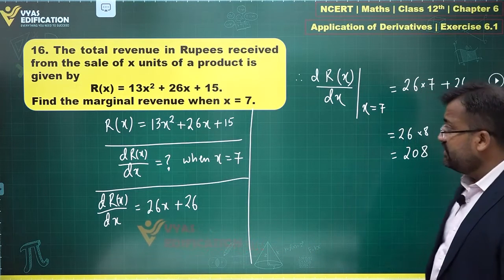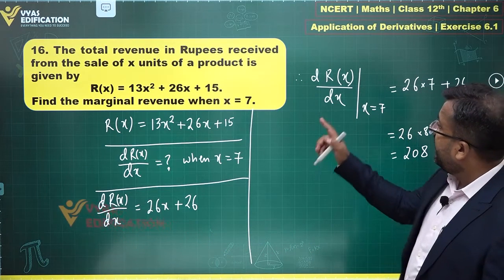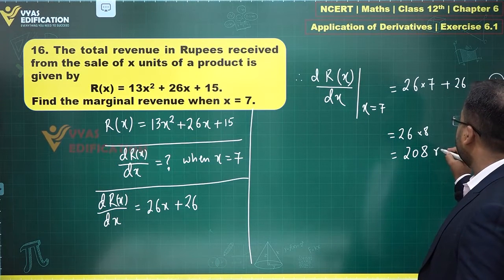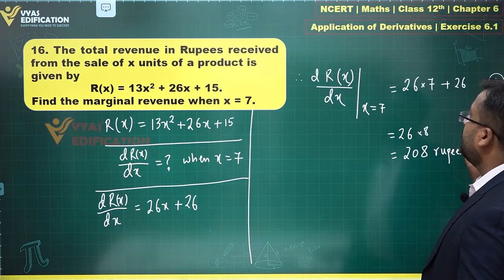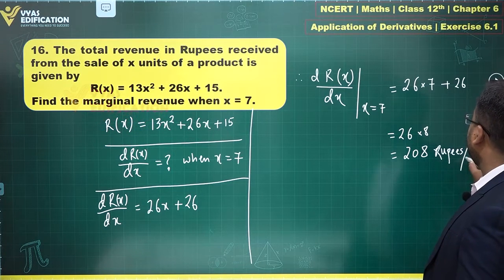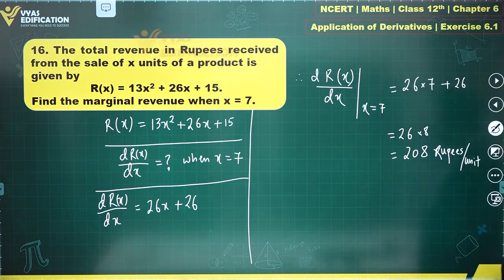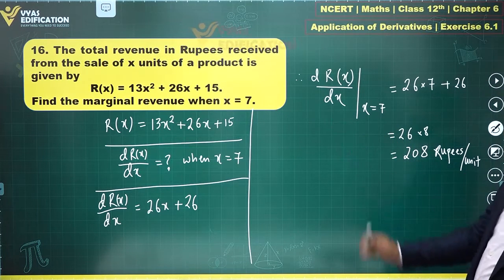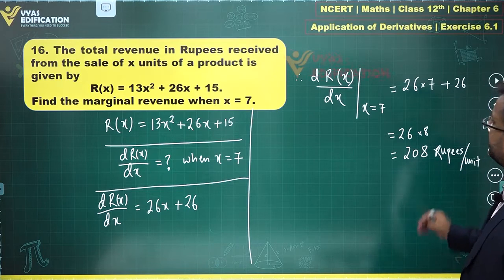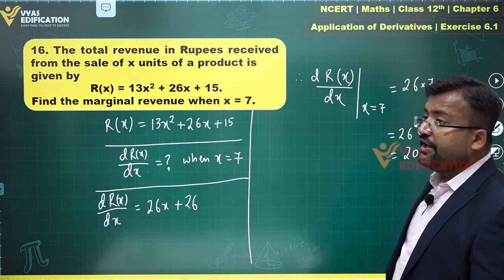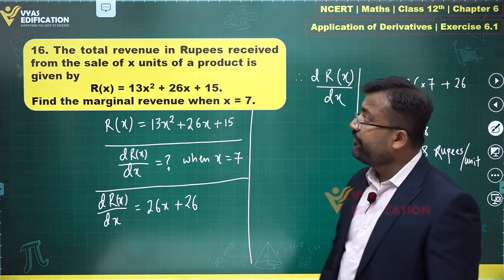26 times 8 is 208, and the unit of R is rupees and x is in units. So this is rupees per unit. This is the final answer: 208 rupees per unit is the marginal revenue. Is that okay? Yes. Let's continue further and move on to the next question.